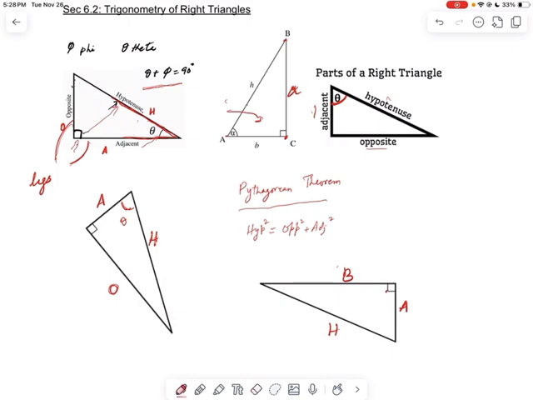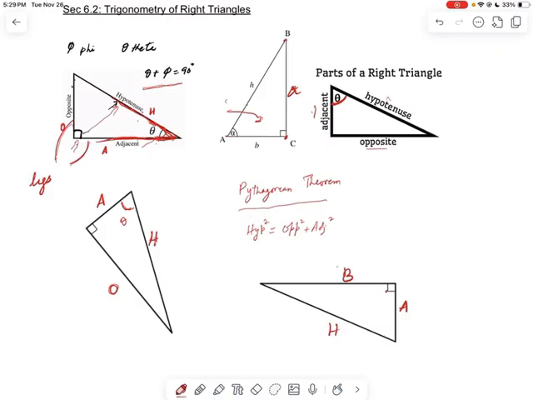Now the 90 degree angle is shown by this symbol, whereas the others are shown by an arc like this one or this one. We know that the sum of the three angles inside a triangle is 180 degrees. In a right triangle, because one of the angles is 90 degrees, the sum of the other two angles is equal to 90 degrees.